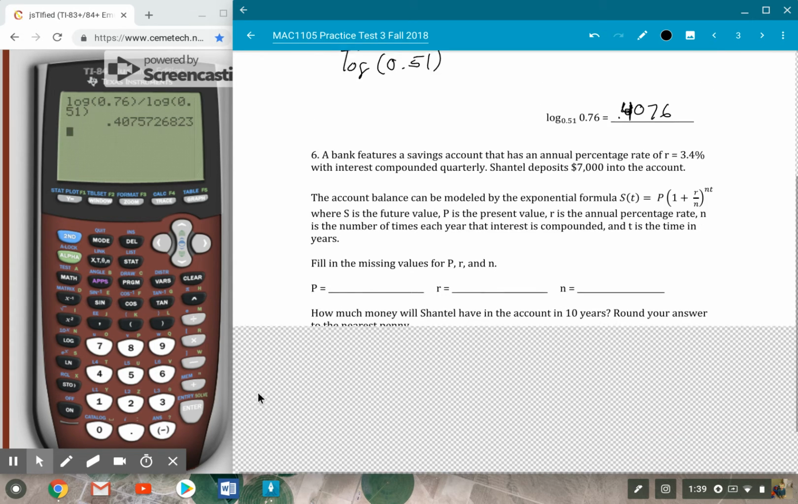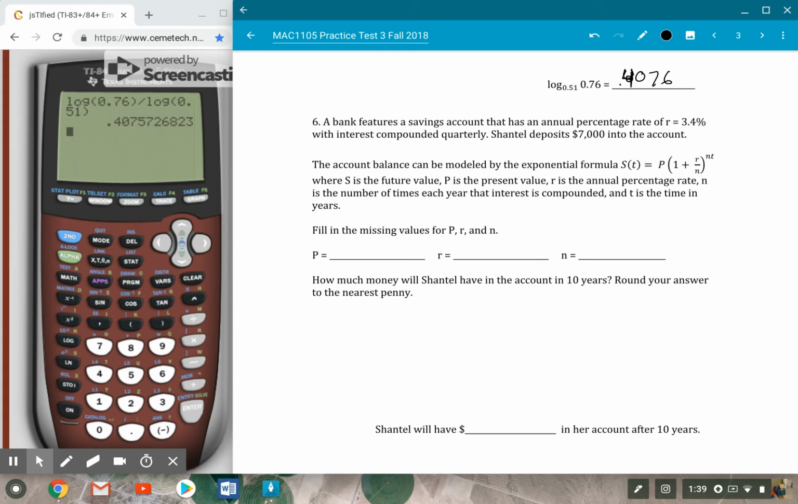Moving down to number 6 here. A bank features a savings account that has an annual percentage rate of R equals 3.4% with interest compounded quarterly. Chantel deposits $7,000 into the account. The account balance can be modeled with this exponential formula here. The formula notes that I said you get on the test will look very similar to this.